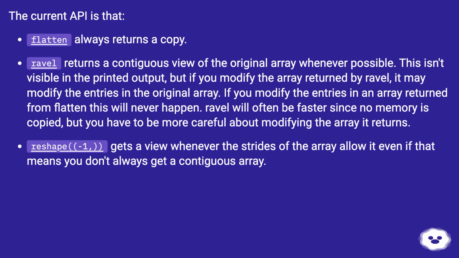Ravel will often be faster since no memory is copied, but you have to be more careful about modifying the array it returns. Reshape -1 gets a view whenever the strides of the array allow it, even if that means you don't always get a contiguous array.